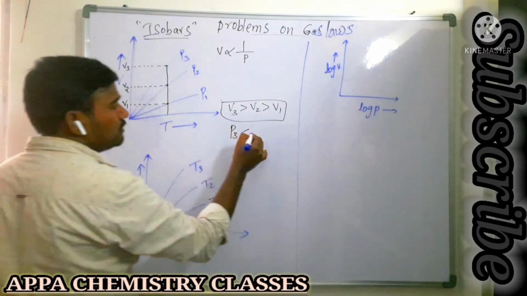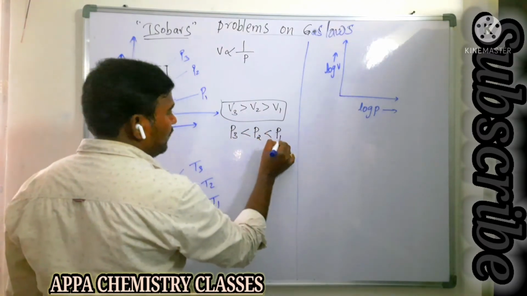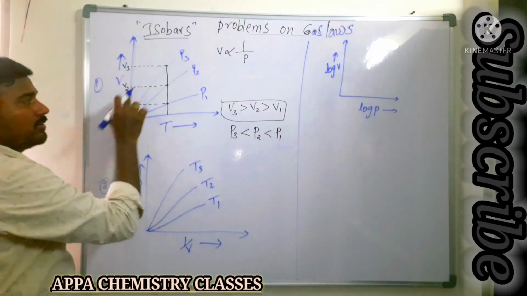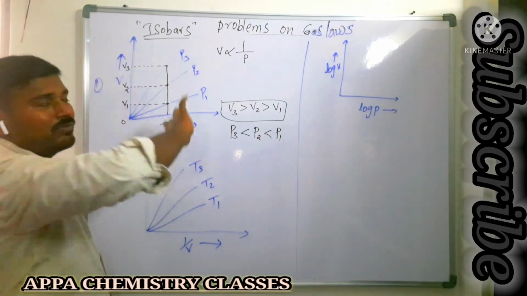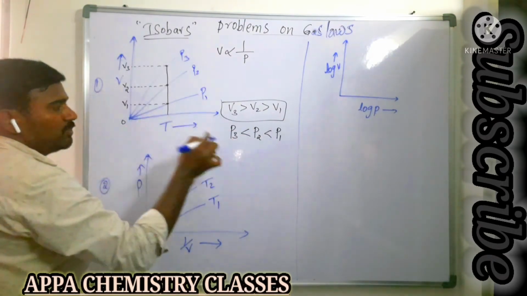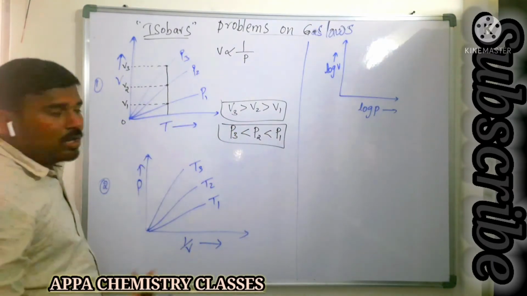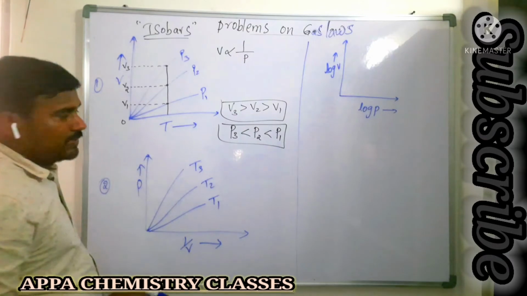After that at V2, whatever the pressure, P2. And V1 is very least, so V1 containing pressure will be very high. That is, P1 is very high. After that P2, after that P3. So I think you have understood. So how you are going to do this from the graphs?